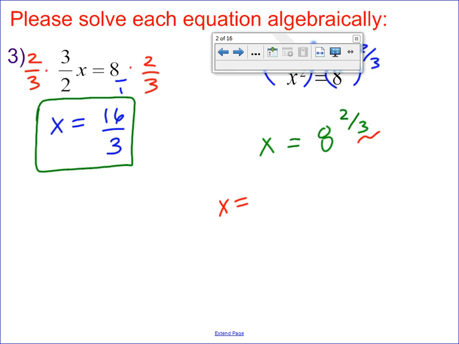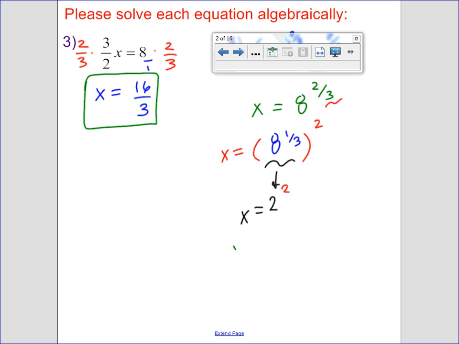So we could rewrite this and work from the inside out and rewrite this 8 to the 2/3 as 8 to the 1/3 and then all squared. Notice how this denominator of my rational exponent, 3, is telling me what kind of root we're taking. And so we know the cube root of 8 actually equals 2. So this portion is just 2. And then we can raise to my numerator exponent, the squaring last. So my final answer would be x is 2 squared, which is x equals 4. So x equals 4 would be my final exact answer.